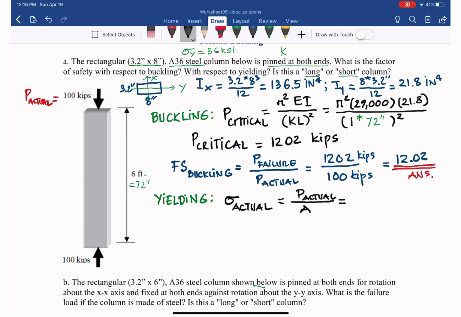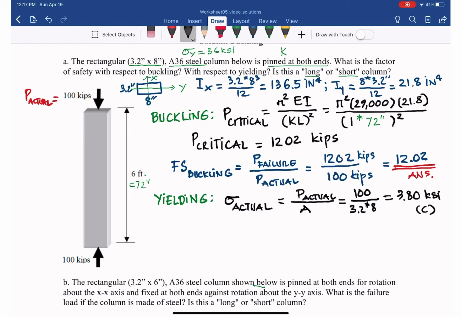So it will be equal to 100 kips divided by A, which is 3.2 times 8. This is the rectangular cross section. From that, it equals 3.80 ksi. So that is the actual normal stress, the compressive stress applied on that member. So you can say it is ksi for compression.